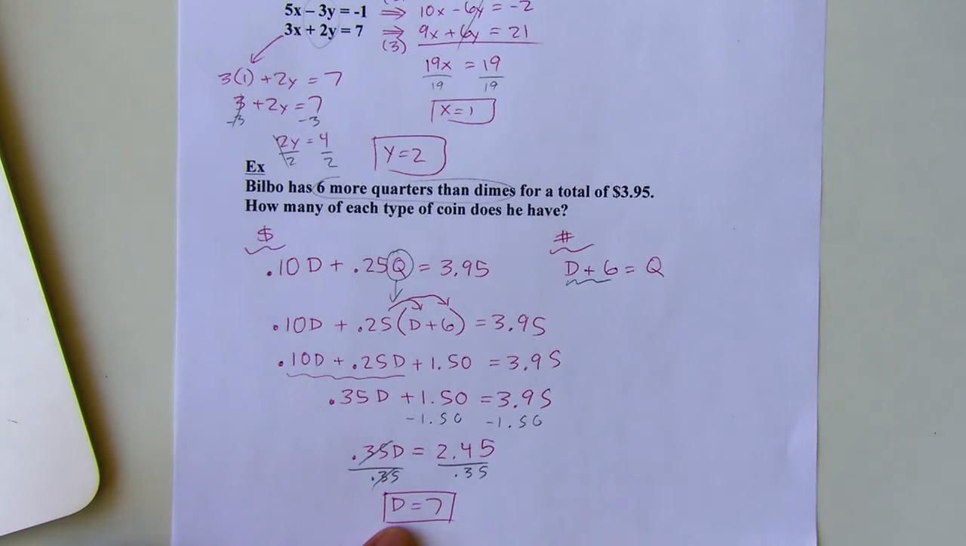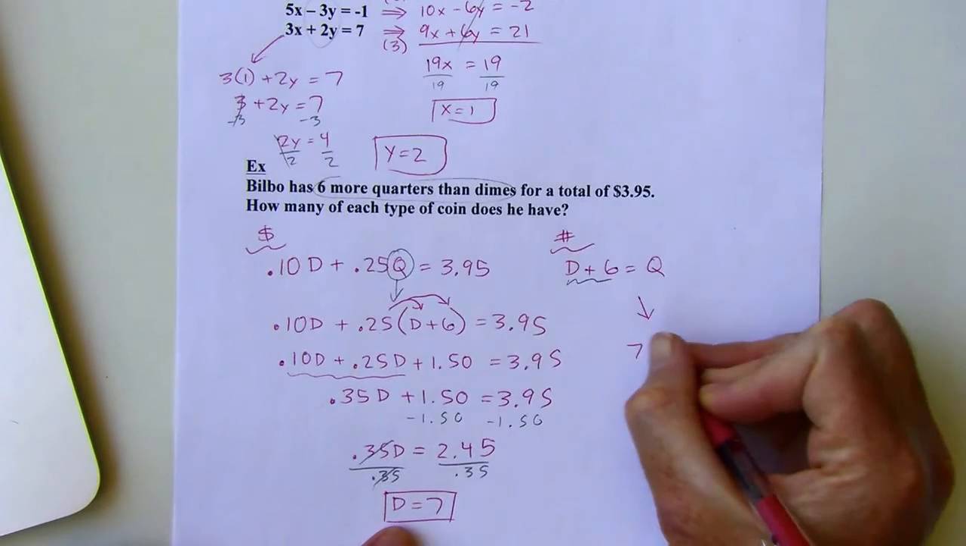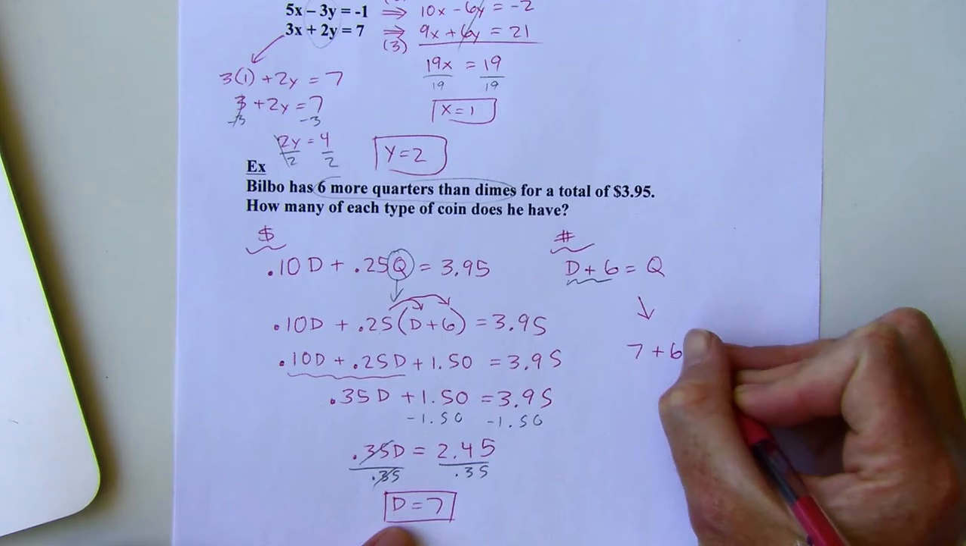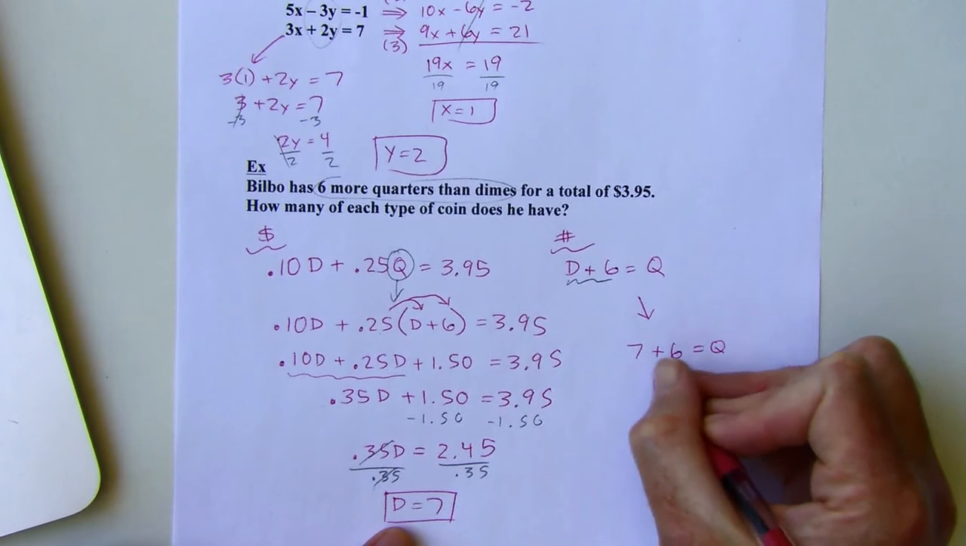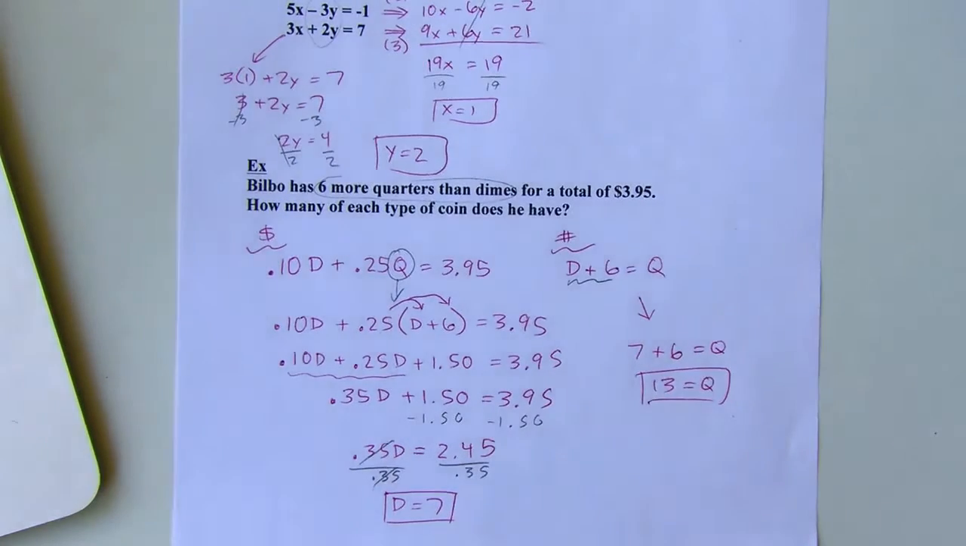Still need the number of quarters, but then, hey, I can go back up here. If I have 7 dimes, I just add 6 to that to get the quarters. So that would mean 13 quarters. Okay, 7 dimes, 13 quarters. You can try it out. Works with both pieces of information. Okay.